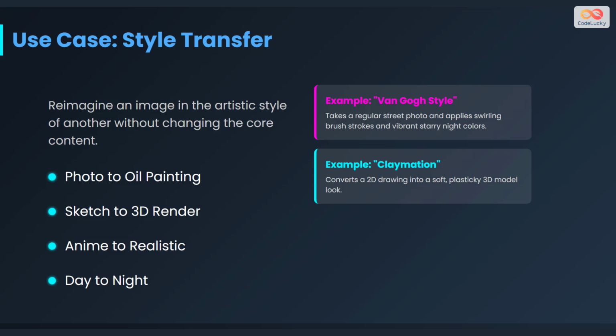One of the most popular applications is style transfer. This allows you to reimagine an image in a completely different artistic style without losing the subject. You can turn a photograph into an oil painting, a sketch into a 3D render, or even change the time of day from noon to midnight.